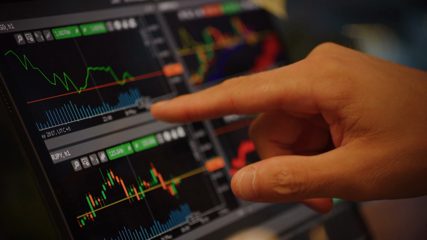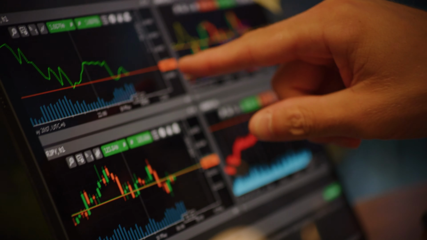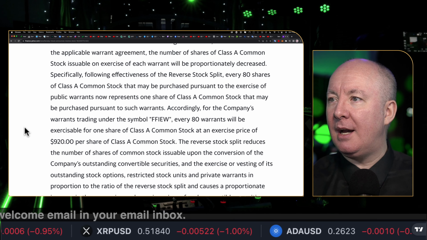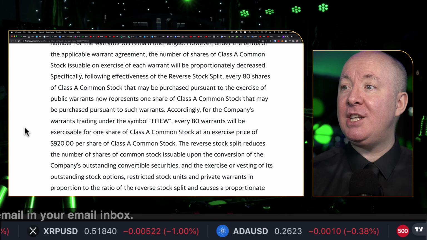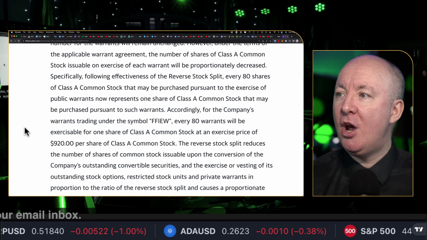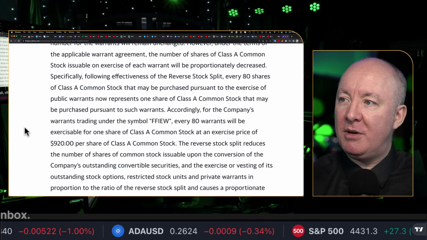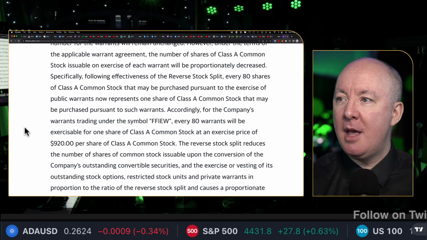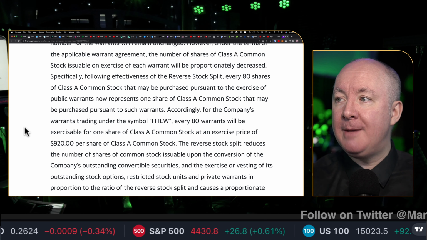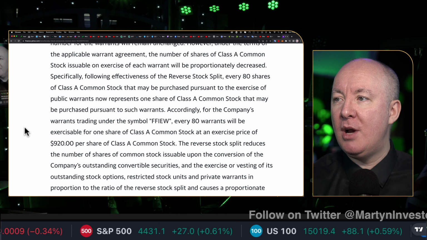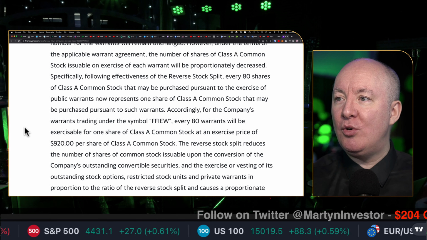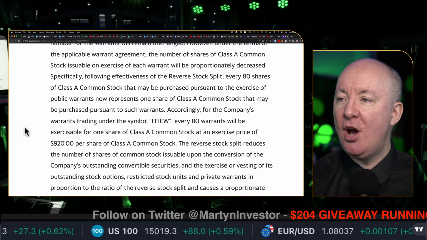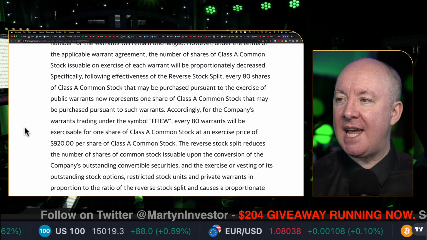A lot of blah, blah, blah here, so we're going to cut through some of this right now and pick it up around about here. For every 80 shares of common stock that may be purchased pursuant to the exercise of public warrants, that now represents 1 share of Class A common stock that may be purchased pursuant to such warrants. Accordingly, for the company's warrants trading under the symbol FFIEW, every 80 warrants will be exercisable for 1 share of Class A common stock at an exercise price of $920 per share of Class A common stock.